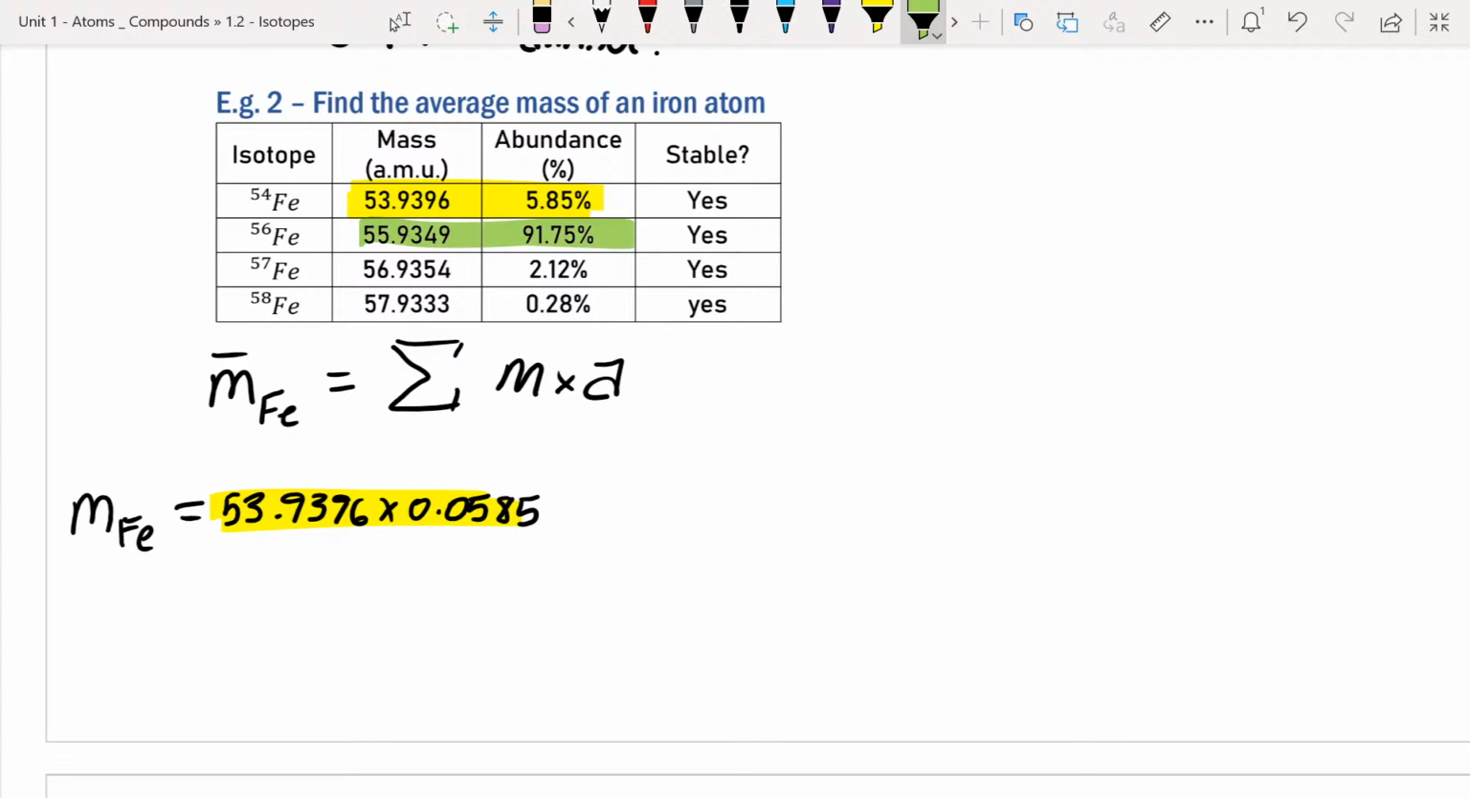Our second abundance is this one. So what am I going to do? Sigma notation means adding between them. What do I put? Yeah, we're adding these together. And so what am I going to put here? What's our next mass and abundance? 55.9349 times 0.9175. Nice. So this is the really common one, right?